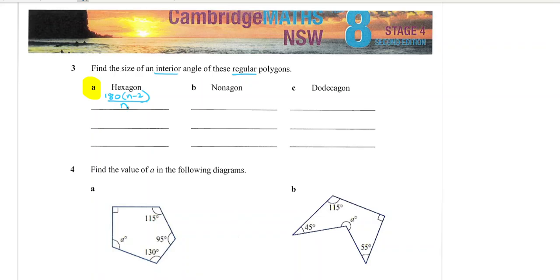So how many sides does a hexagon have? 6. All right, let's sub it in. So we have 180, 6 minus 2 in brackets over 6. Type that in. I got 120 degrees. Okay, so a nonagon has 9 sides. A dodecagon is 12. All right, so you can do those ones by just changing the value of n.